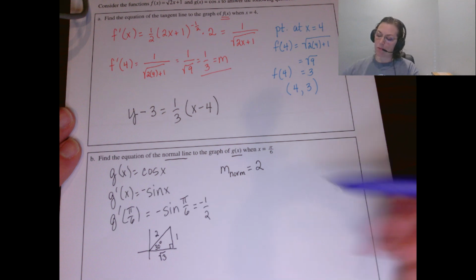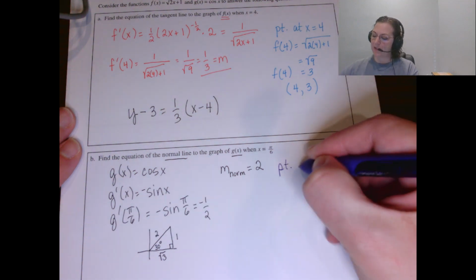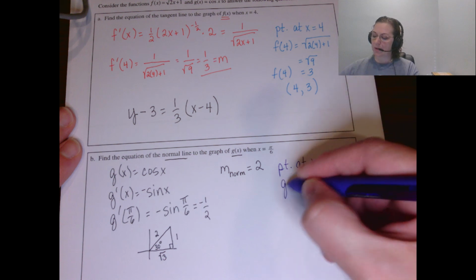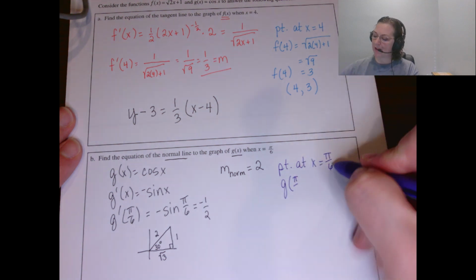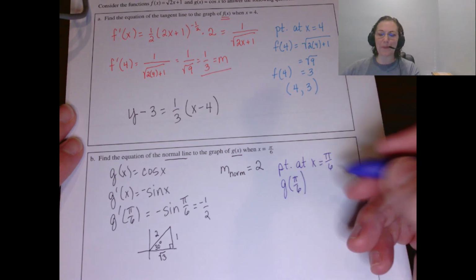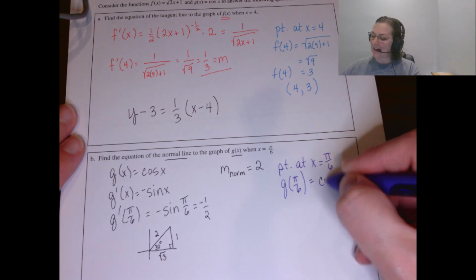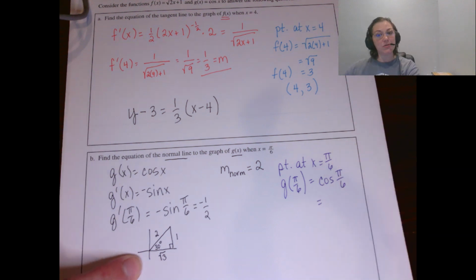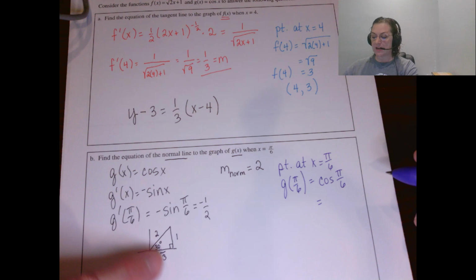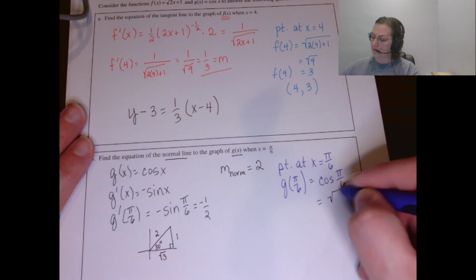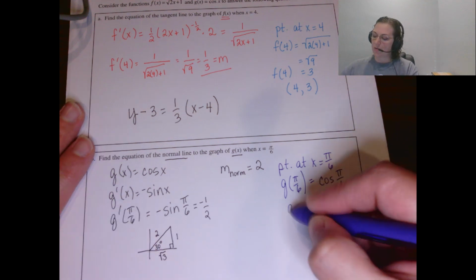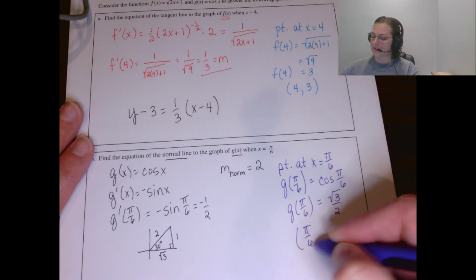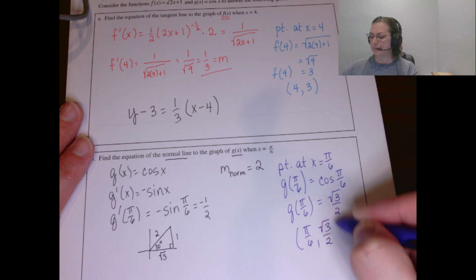Now I need my point. Just like we did before, we need the point at x equals pi over 2. So we're going to plug in pi over 6, excuse me, I think I said pi over 2. We're going to plug in pi over 6. And lucky for us, we've already got the triangle drawn. So we can see that cosine is adjacent over hypotenuse. So I know that I have my point at pi over 6, square root of 3 over 2.